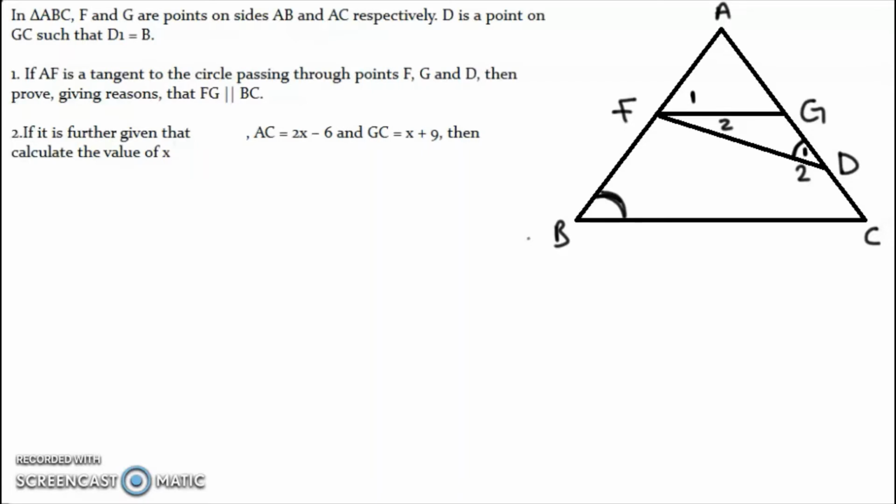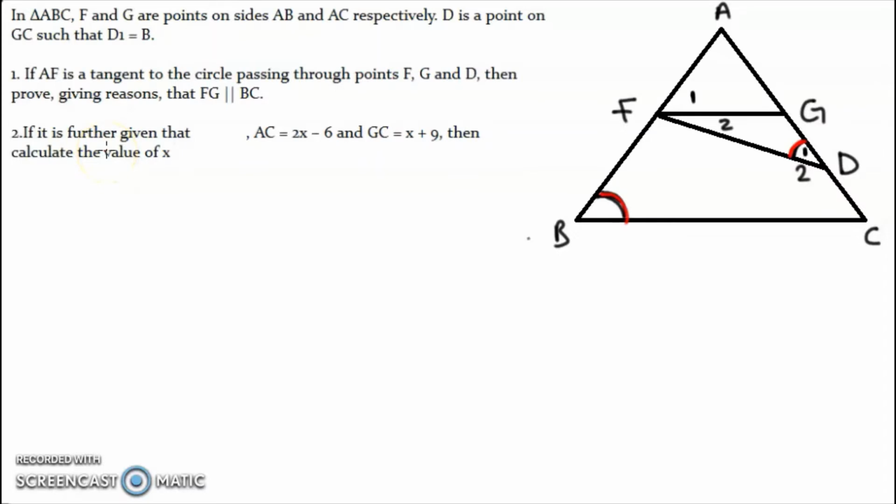Okay, let me first read the whole thing. In triangle ABC, F and G are points on sides AB and AC respectively. D is a point on GC such that D1 is equal to B. It's very important to make note of certain things just to keep track of all the information that is given. So I'm just going to use a different color to show that D1 and B are equal.